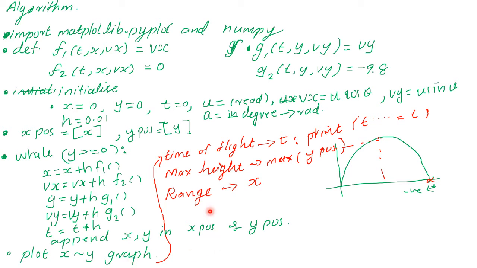Now what we require is the time of flight, that is there in t. Why? Because our last value of t is the time of flight. And what is maximum height? The value corresponding to this point is called maximum height. How will you get it? We already have a list y pose having all the y values. You just get the maximum of those y values. That will be the maximum height. Then we need range. Range is the distance from this point to this point. So that is basically the x coordinate of this point, and that is the last calculated x point. Therefore you just print x value.